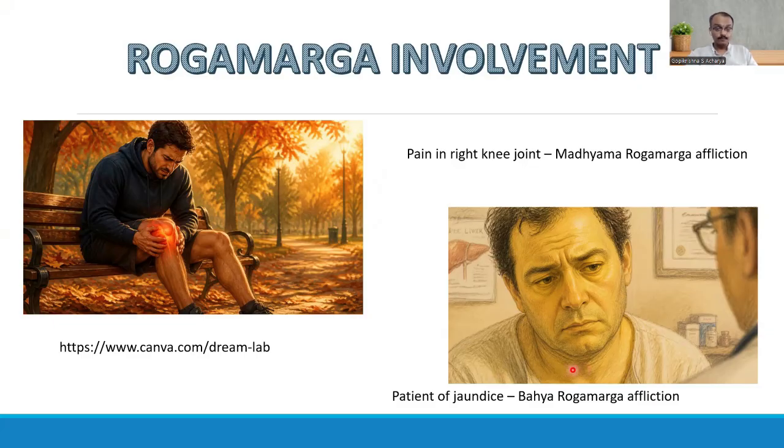Roga Marga affliction. In this particular example, Madhyama Roga Marga affliction can be predicted because the joints are being afflicted. Whereas in the second example, Bahya Roga Marga affliction can be predicted, wherein we are going to see the yellowish discoloration in the trunk region.